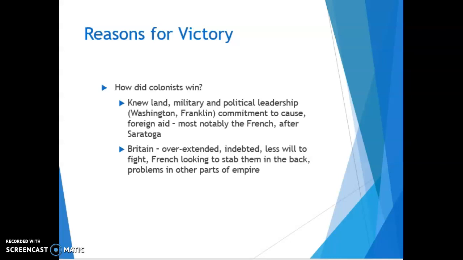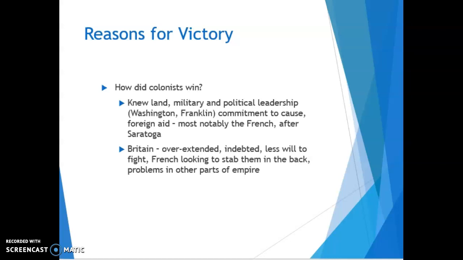You'll even get the help of the Prussian drill master, Frederick von Steuben, who's going to be very important in terms of training the colonial troops. On top of that, even though the British are wealthier, they are indebted and they are overextended in their empire. They also have less of a will to control these colonies.